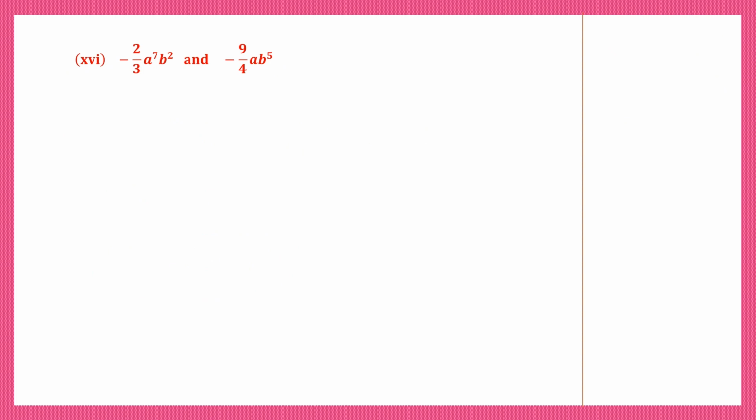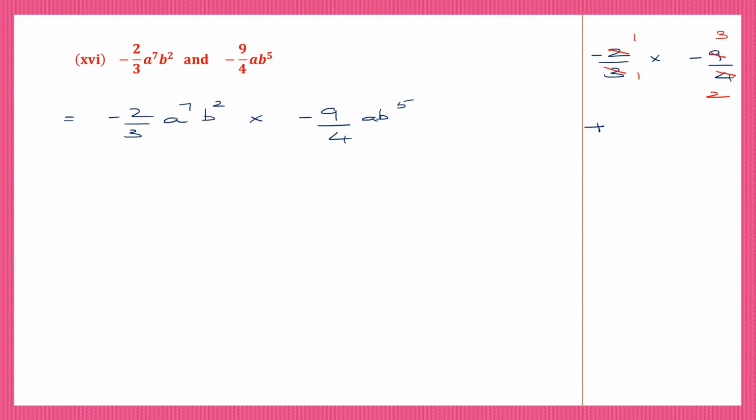Question 16. Again, let's multiply this carefully. We have minus 2 by 3, a to the power of 7, b to the power of 2 into minus 9 by 4, a, b to the power of 5. So first let's take the numbers. We have minus 2 by 3 into minus 9 by 4. Minus into minus is plus. Now here also we can cancel the fractions. 2 ones are 2, 2 twos are 4, 3 ones are 3, 3 threes are 9. So multiply the numerators. 1 threes are 3, denominator 1 twos are 2. So what do we have here? 3 by 2.